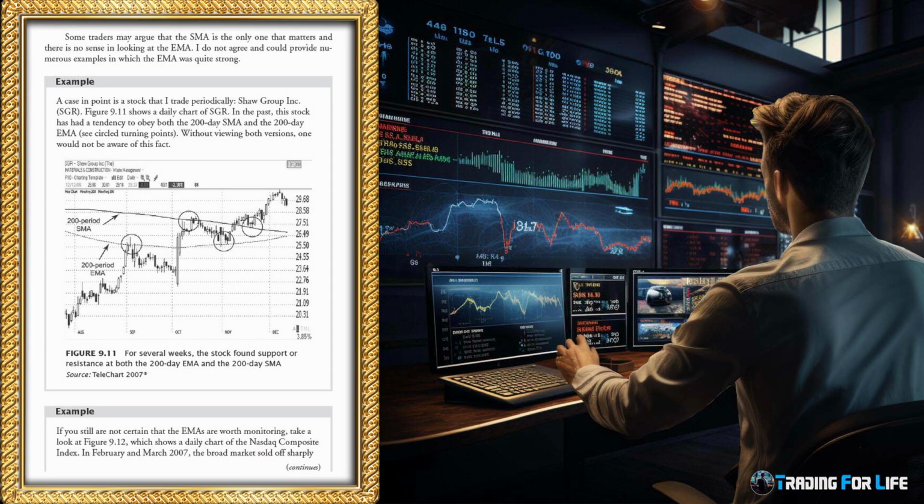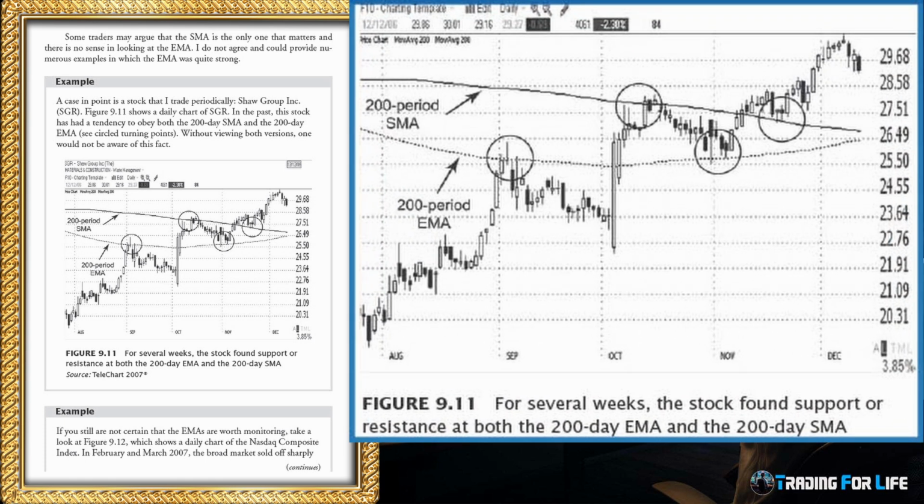Some traders may argue that the SMA is the only one that matters, and there is no sense in looking at the EMA. I do not agree, and could provide numerous examples in which the EMA was quite strong. Example: a case in point is a stock that I trade periodically, Shaw Group Inc. (SGR). Figure 9.11 shows a daily chart of SGR. In the past, this stock has had a tendency to obey both the 200-day SMA and the 200-day EMA. See circled turning points.